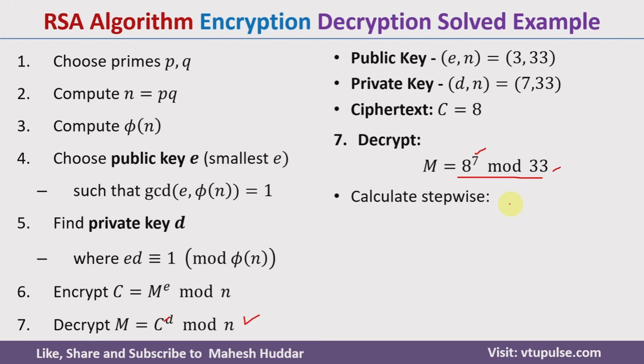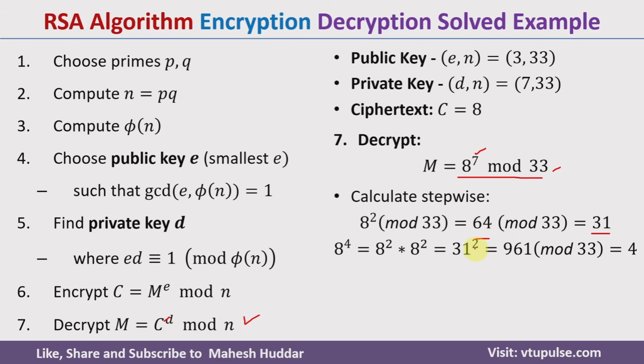So first we will select 8 raised to 2 mod 33. 8 raised to 2 is equal to 64. 64 mod 33 is equal to 31. So next we will take 8 raised to 4, which is nothing but 8 raised to 2 into 8 raised to 2. So the 8 raised to 2 value is 31, which is equal to 31 squared. So this is nothing but 961 mod 33, which is equal to 4.